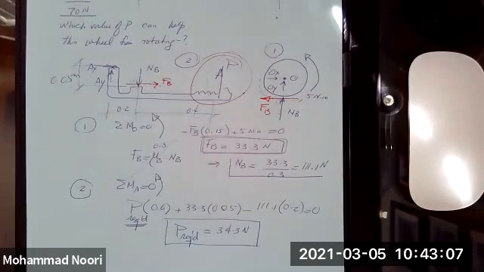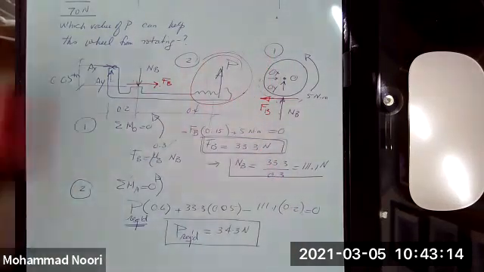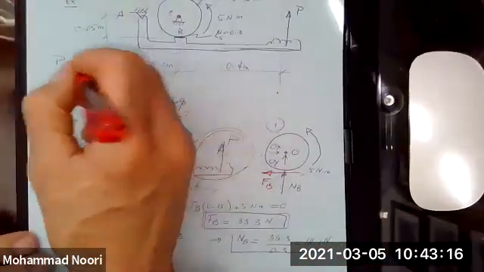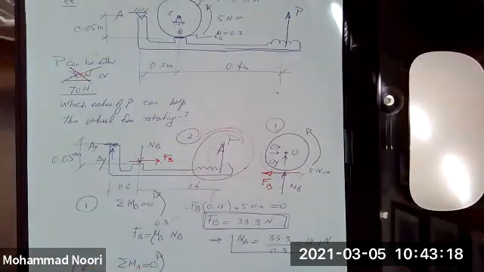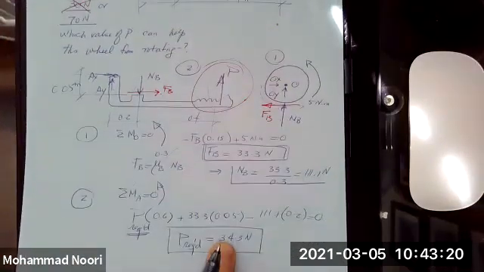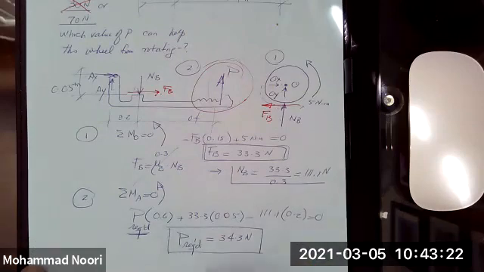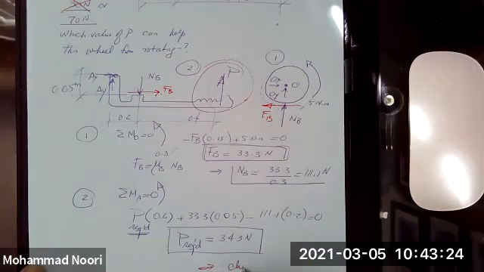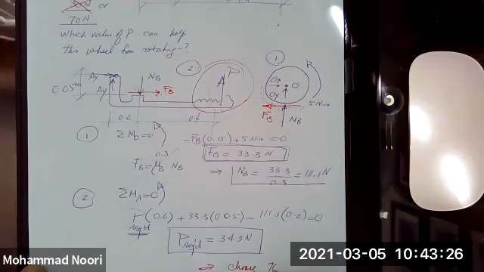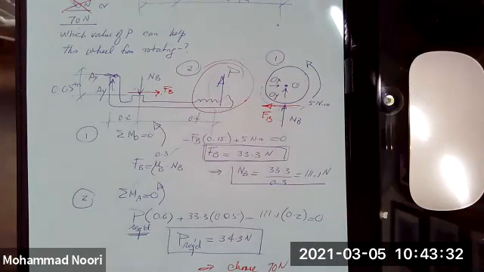So if you are given two choices to keep this in equilibrium, obviously the 30 Newton doesn't work. It's not enough. It's less than what is required, right? So then you have to choose 70 Newton to keep this in equilibrium. Any questions?